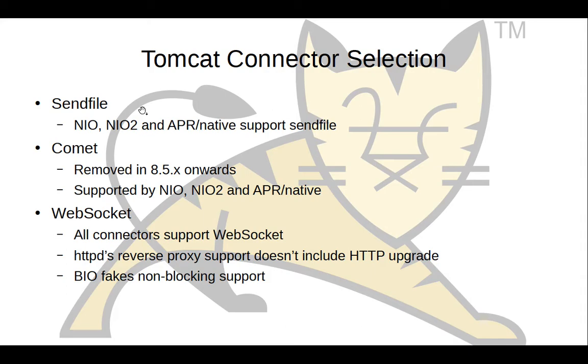So if your app's using WebSockets and you want to reverse proxy it through HTTPD, you have to make sure that the URL space for the WebSockets is completely separate. So stick it under /WebSocket or /WS and don't have any other content under there, for example, and then you'll be able to use HTTPD's reverse proxy.